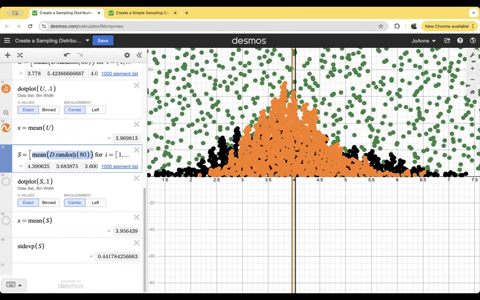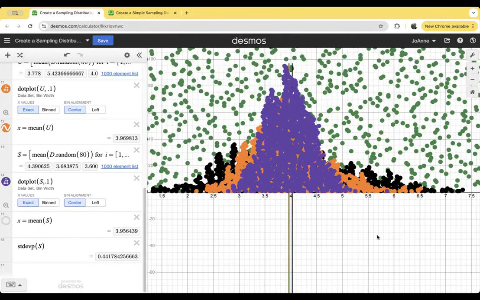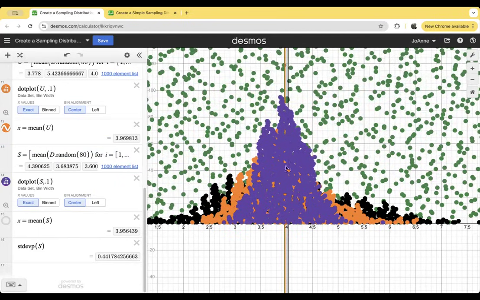Next, I'm going to do the same thing with samples of size 80. 1,000 random samples of size 80 taken from the population and plotted in a dot plot create a sampling distribution that looks like these purple dots here. Now I clearly see a shape forming, and if you didn't see it already with the orange, you should definitely see it with the purple. We see the formation of a bell curve, the normal distribution. And that's not an accident. That will happen every single time.